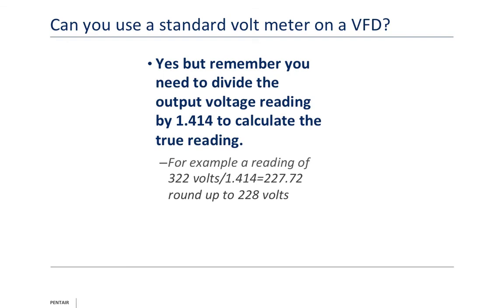You want to divide that number by the square root of 2, the root mean square. So you would take 322 divided by 1.414, and it equals 227.72, rounding to 228. Now, how can you remember 1.414? I told you that's the square root of 2.